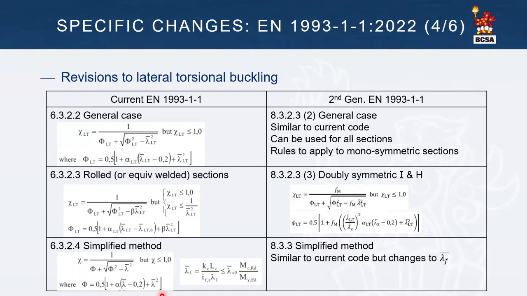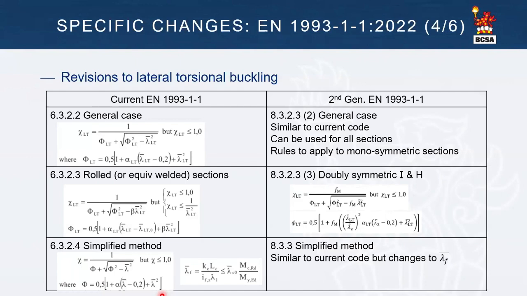So if you have a UB with a wide flange, it will have a slightly different buckling curve to the same UB section with the same depth, but a narrow flange. The researchers believe that a more accurate lateral torsional buckling resistance can now be calculated, and therefore they have changed the LTB equations in the code.